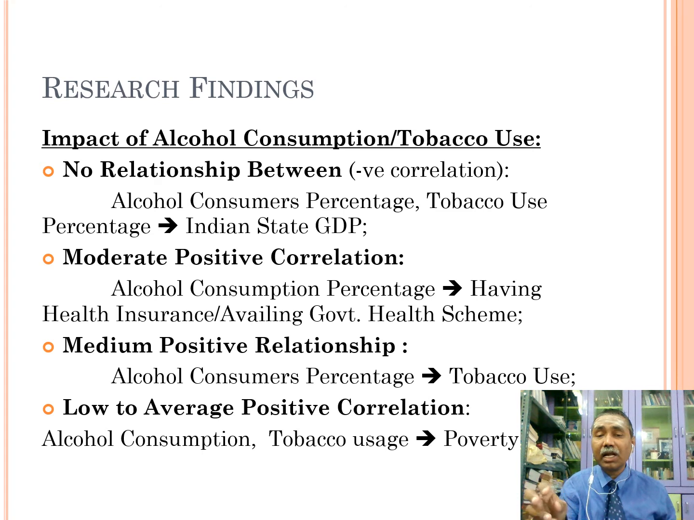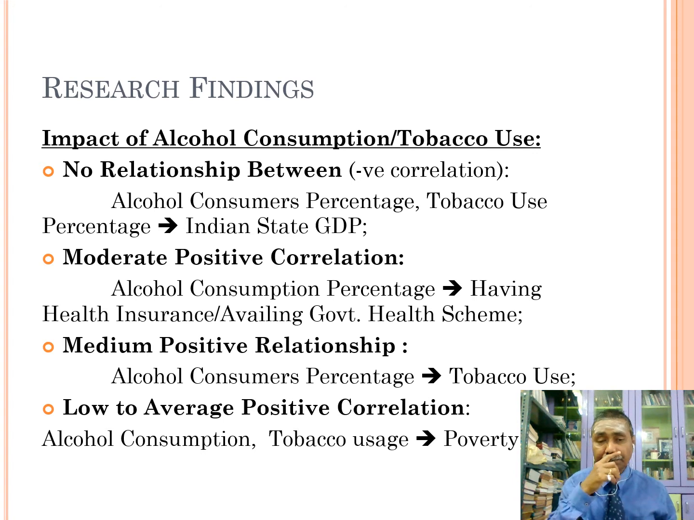Moderate positive correlation: alcohol consumption is related to having health insurance for a family member, or utilizing the government health scheme. That means the more people consume alcohol, the more people avail the government health scheme and benefits. These two are correlated. That is one of the findings. Next, alcohol consumption is positively correlated to tobacco consumption. These two go together.